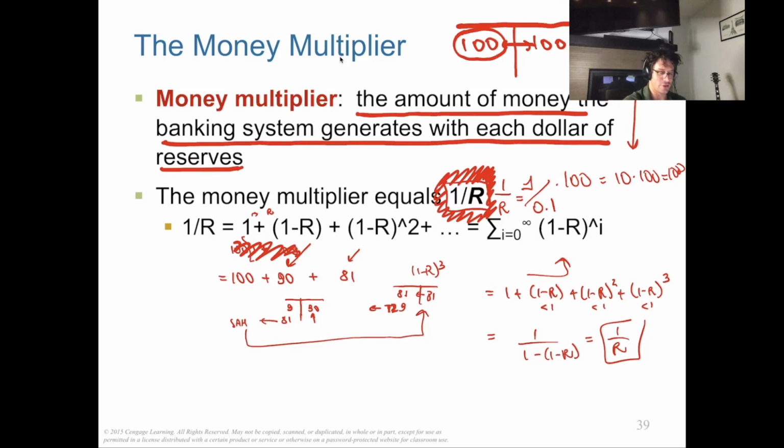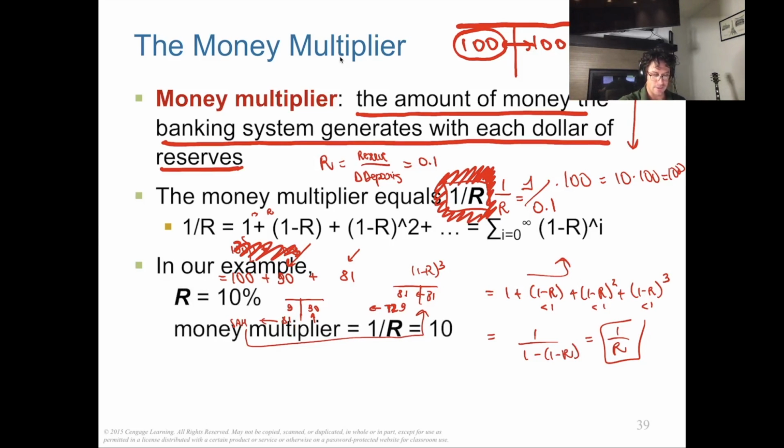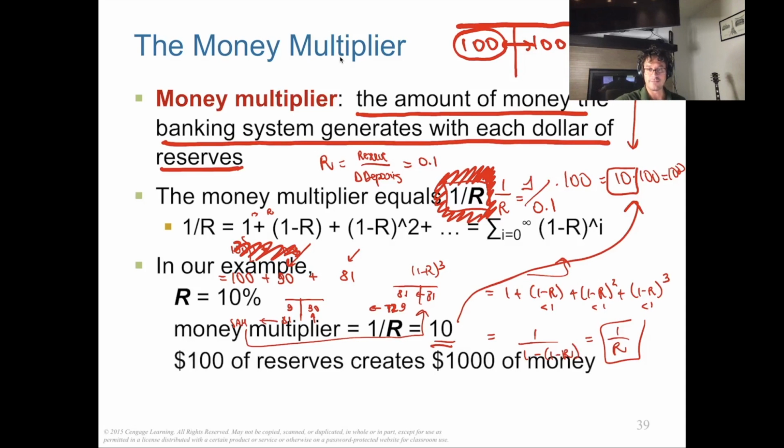I will tell you what the reserve ratio is. Remember, the reserve ratio is the ratio between reserves and demand deposits. In this case, let's suppose it is 0.1, 10%. So in our example, R was 10%, so the money multiplier was 10, which is what I derived before. So $100 of reserves creates $1,000 of money through the process that we have just described.